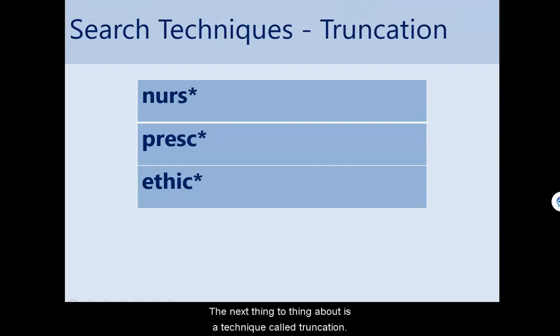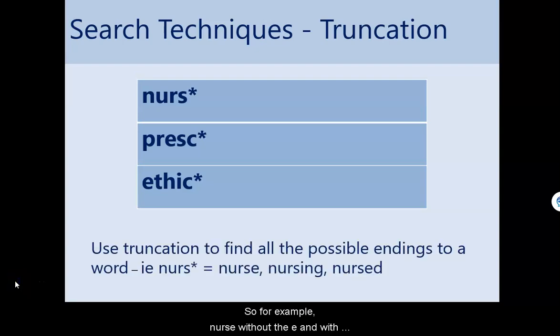The next thing to think about is a technique called truncation. This is where you take the main body of the word and add an asterisk onto the end of it. This will ensure that you find all potential word endings for your word, and that will give you more search results also. So for example, nurse without the E with an asterisk on the end will find you nurse, nursing, nursed.